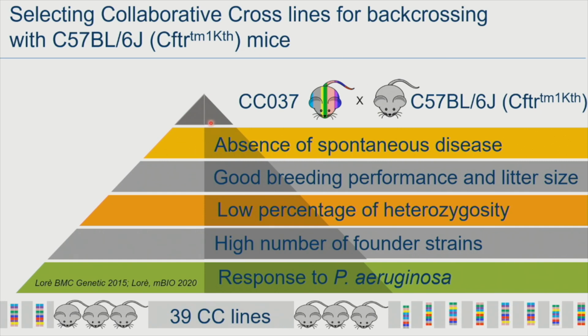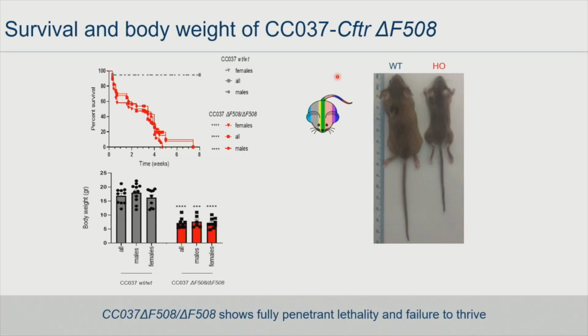So at the end, we come up with one line that is called CC037. We introduce the delta F508 mutation by backcrossing with the C57 black 6 line. So we started characterization of this line. And as you can see here in this graph, this is survival and body weight.